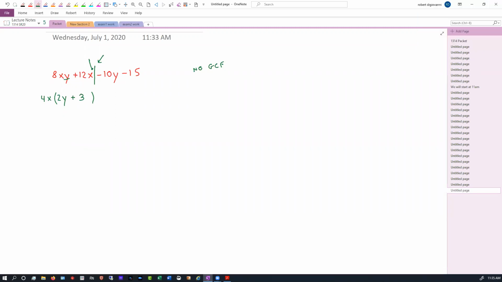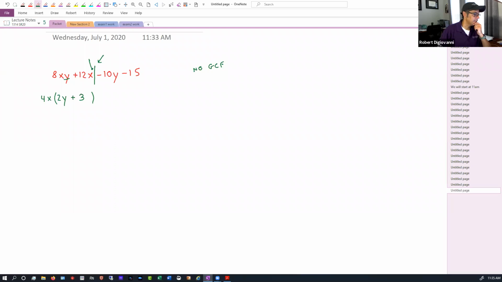I thought that was a 2, not a 12. Oh, you thought I pulled a 2? Yeah, I thought it was 2x instead of 12x. Oh, okay, gotcha. And then we put the minus sign right there. Okay, now hold on. We're not going to put anything there yet. What we're going to do is see what we need to pull out here.